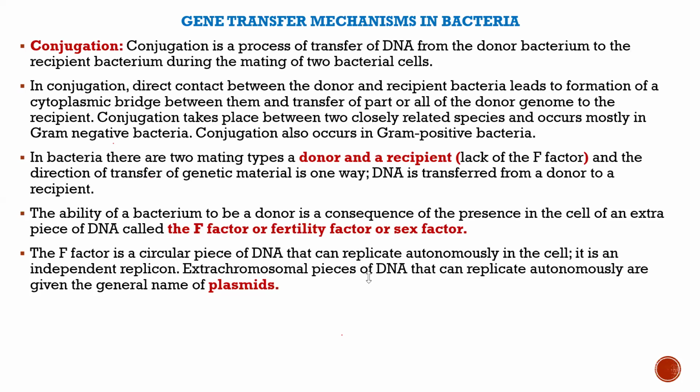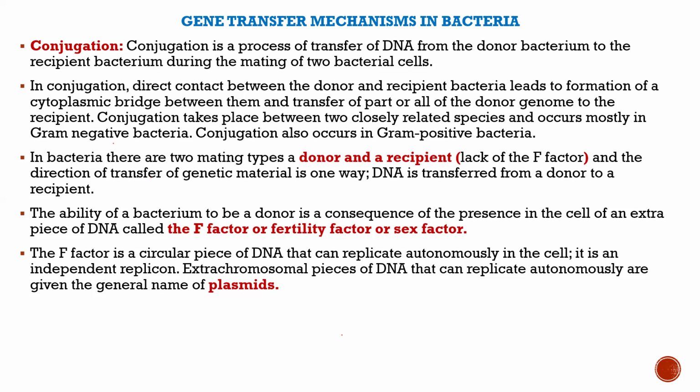Okay, so that is it about the conjugation. So in conjugation, just note that there must be a donor and there must be a recipient, okay? And in the process, there must be a contact between the donor and the recipient, okay? And the donor is able to transfer this DNA material because they have an extra piece of DNA called the F factor, or the fertility factor, or the sex factor, okay?